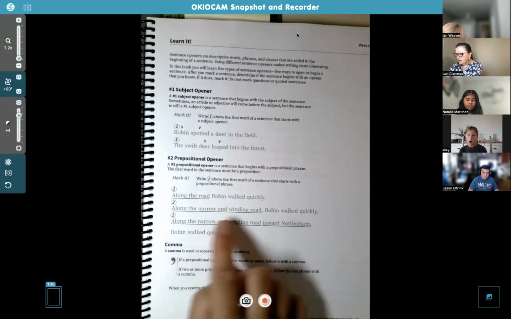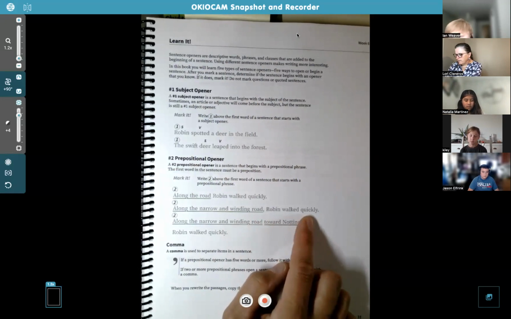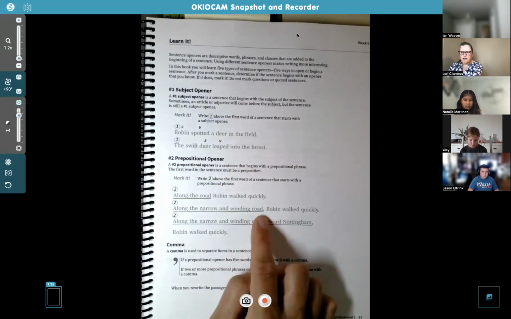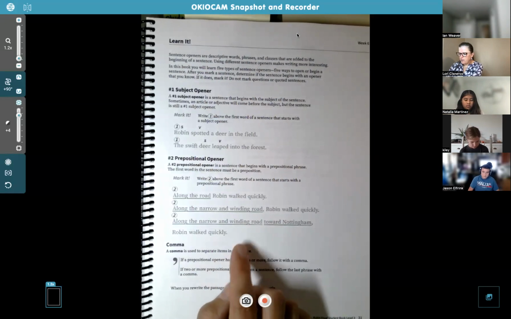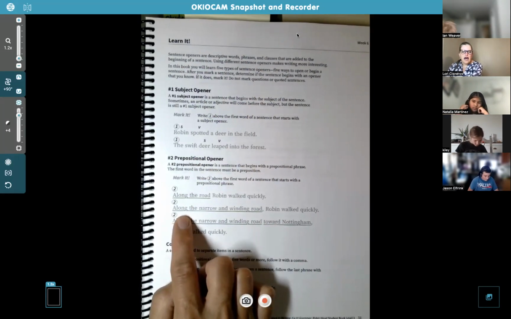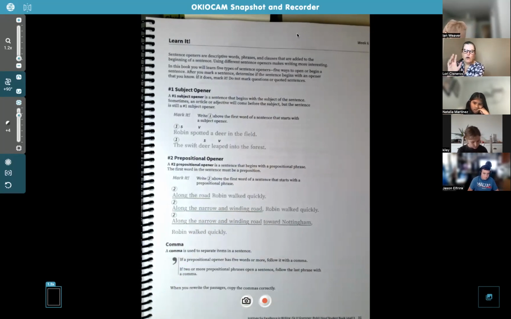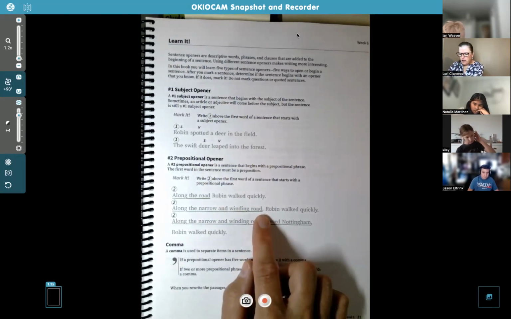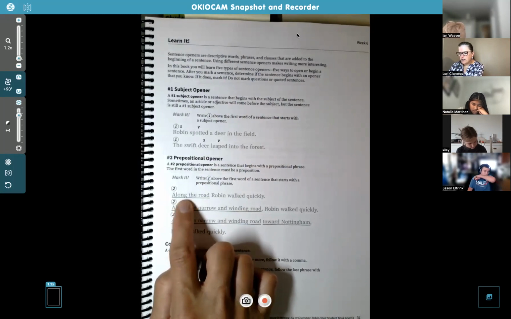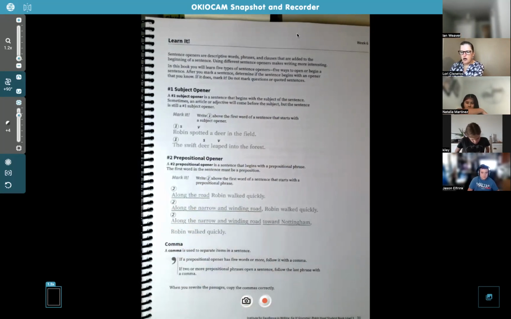The next one, along the narrow and winding road, Robin walked quickly. Notice this one has a comma. We're going to talk about that here, but I'm going to just tell you now. When the prepositional phrase has 5 or more words, you need a comma. If the prepositional phrase has less than 5, like the previous one, no comma. That's the comma rule with prepositional openers.